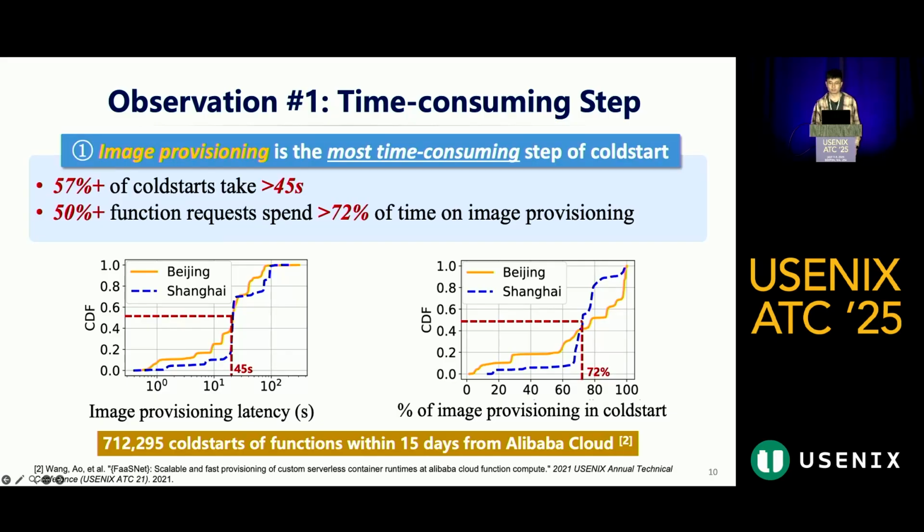This observation is also supported by a 15-day trace from Alibaba's function computing platform, which includes over 700,000 cold start requests. More than 57% of these cold starts lasted over 45 seconds, and for over half of these cases, image provisioning accounts for more than 72% of the total time.